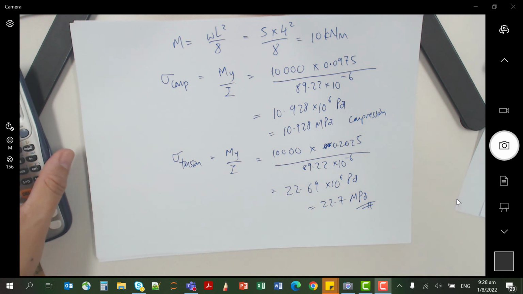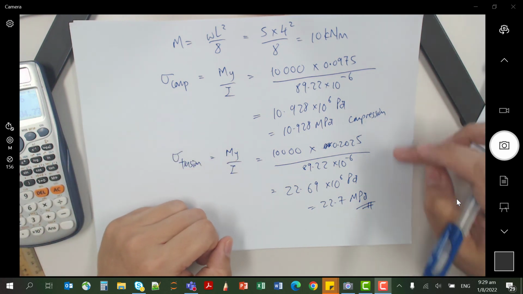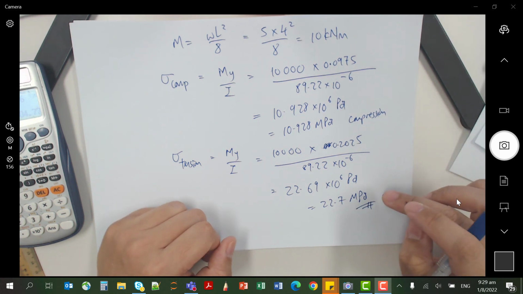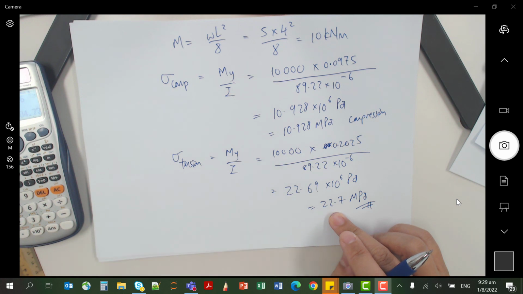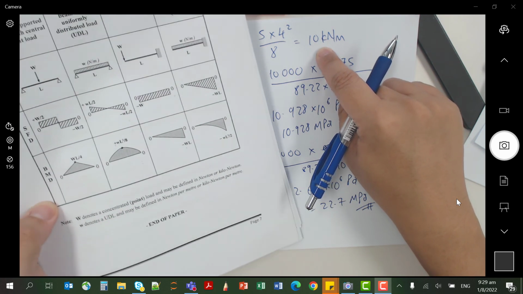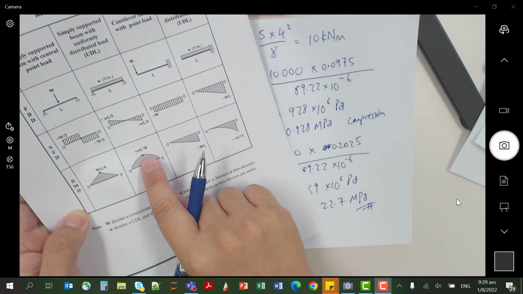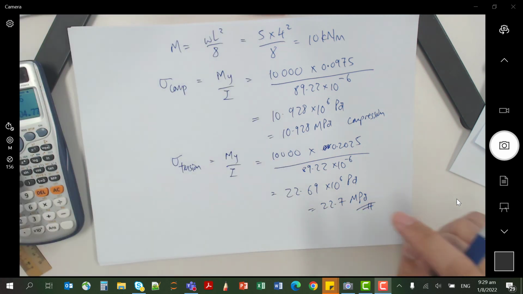So this is how you do the calculation. The answer to the question, what is the maximum stress, will be found by comparing between these two. It will be the tension, 22.7 megapascal. And the maximum bending moment will be 10 kilonewton meters, and it will be at the center of the length of the beam.